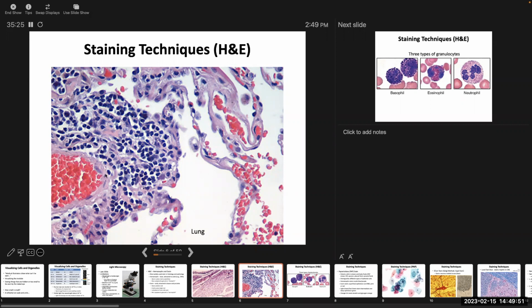Then over on the right-hand side, I don't know if you can see the label way down at the bottom. I know some of you are following along on your own computers. You see that this is labeled lung. The white spaces over here on the right are the alveoli.